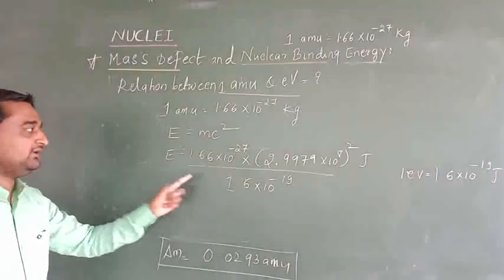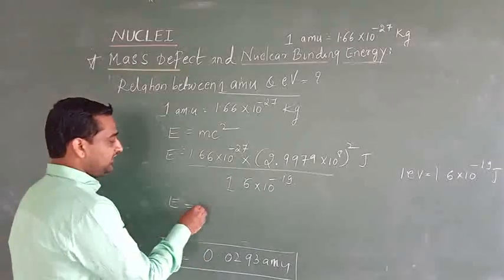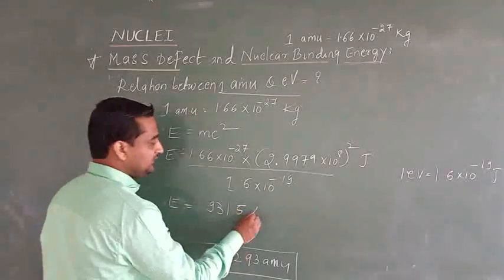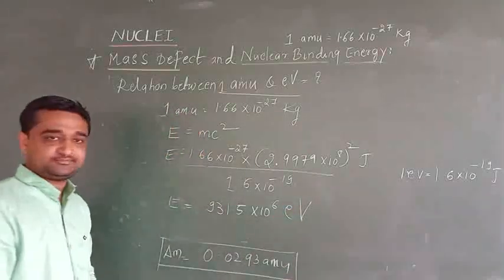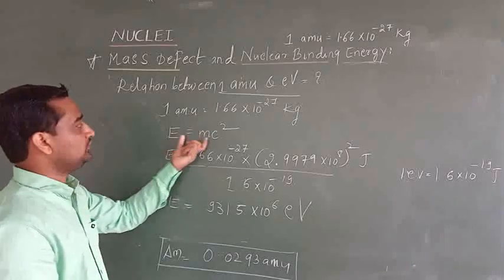So after solving this, you will get E is equal to 931.5 into 10 to the power 6 electron volt. Right? So first thing, E is equal to mc squared.